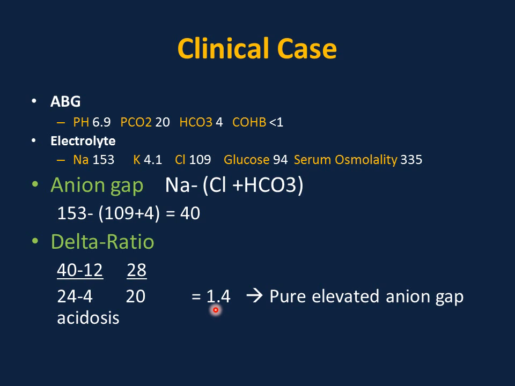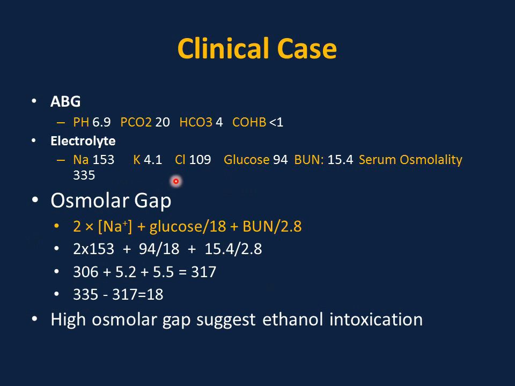So this ratio here is 1.4. This is a pure elevated anion gap acidosis. So there is no expected mixed acid-base disorder with this type of blood gas or this type of presentation. So this patient was found in the garage with altered mental status, and his blood gas and electrolytes show metabolic acidosis with high anion gap.